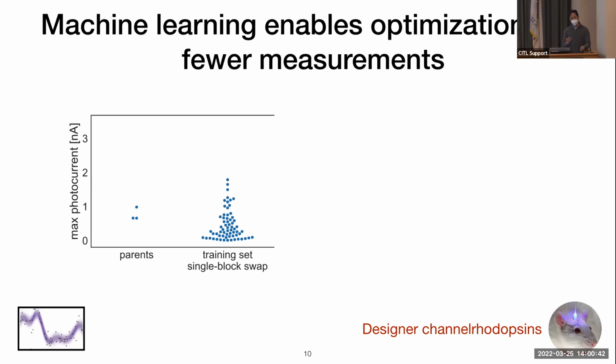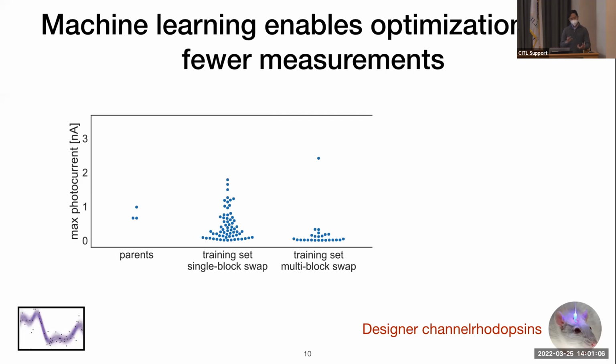We then designed a recombination library. And first we made all the single block swaps. This is not actually all the ones we made. These are only the ones that localize in the membrane. And even the ones that localize, most of these very non-aggressive variants don't have any photocurrents. But some of them are better than the parents, great.